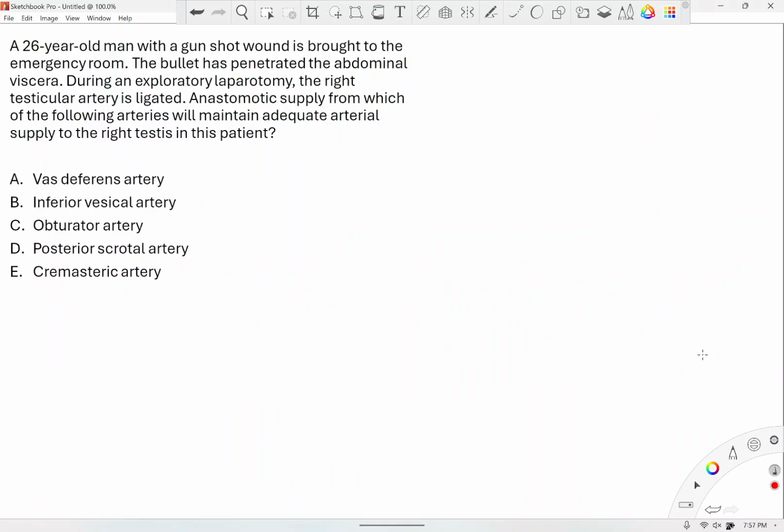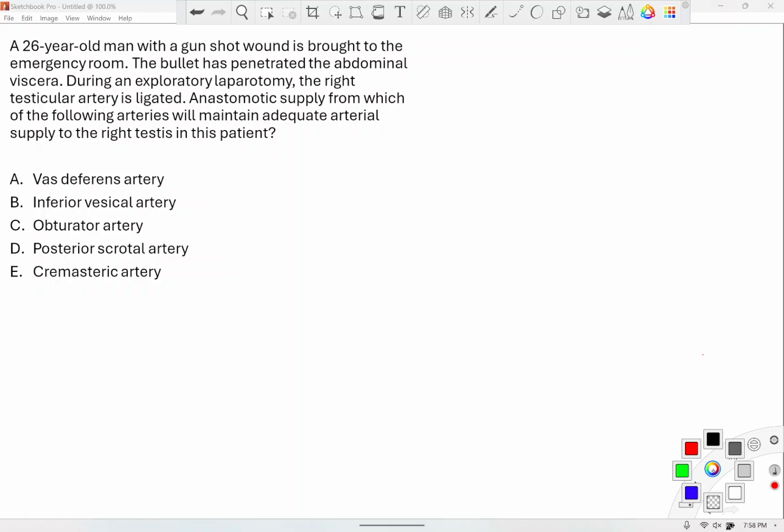Okay, so the next question is a 26-year-old man with a gunshot wound who is brought to the emergency room. The bullet has penetrated the abdominal viscera. During an exploratory laparotomy, the right testicular artery is ligated. An anastomotic supply from which of the following arteries will maintain adequate arterial supply to the right testes in this patient?